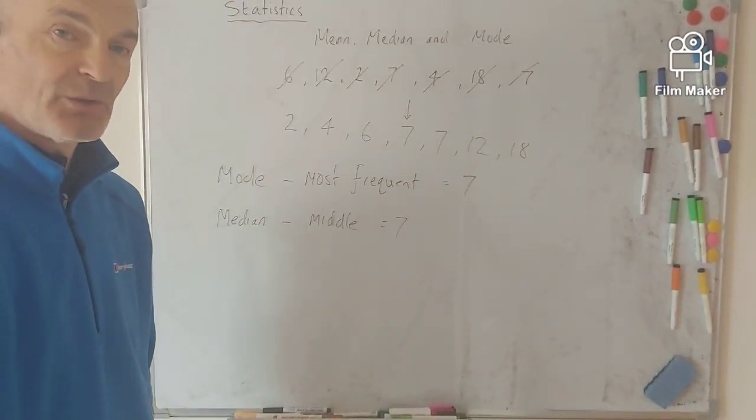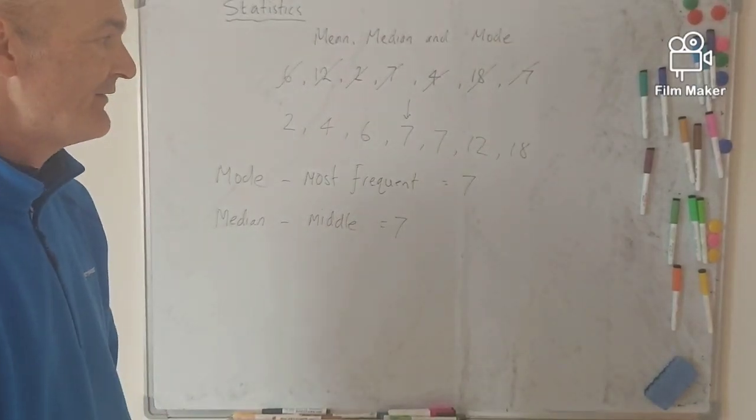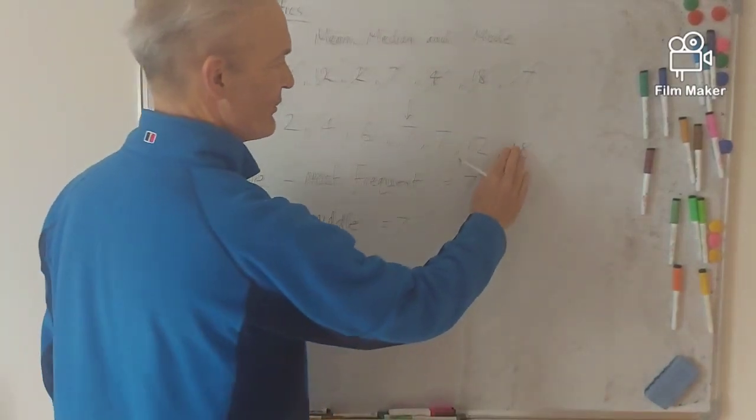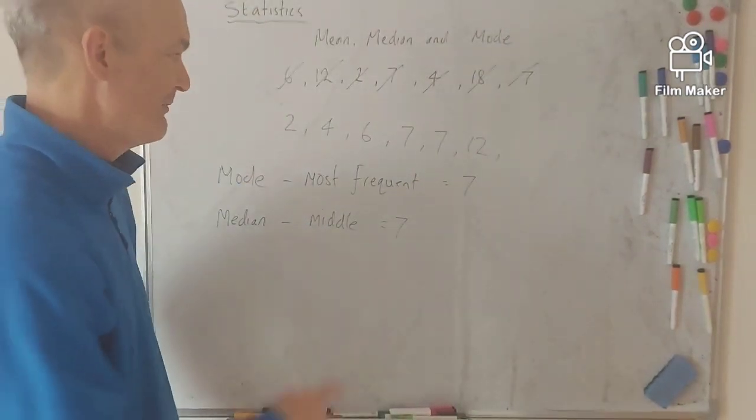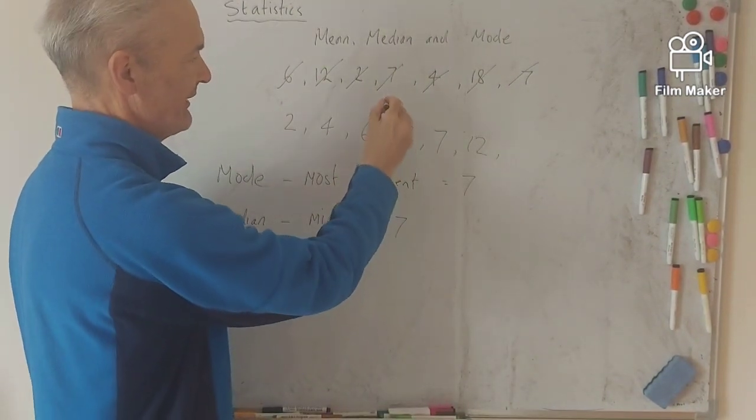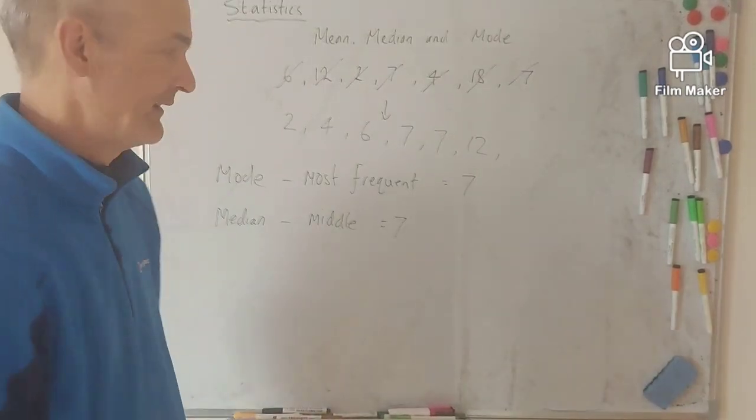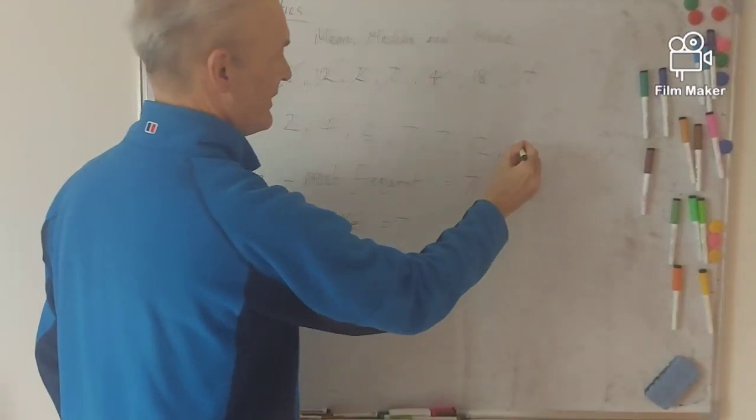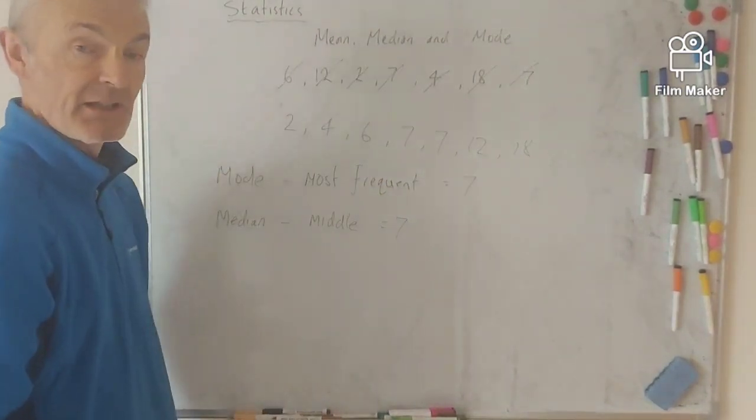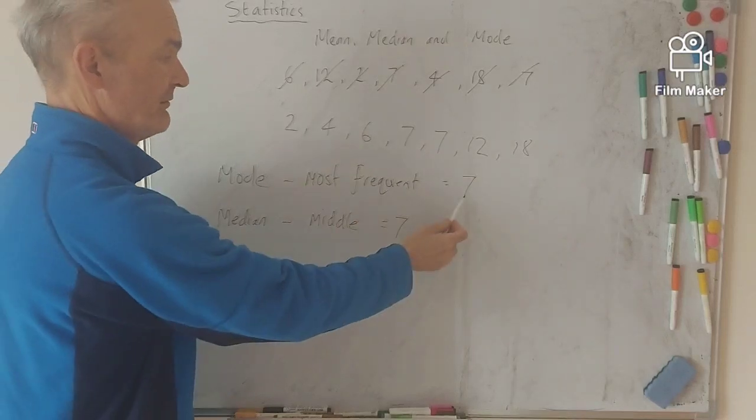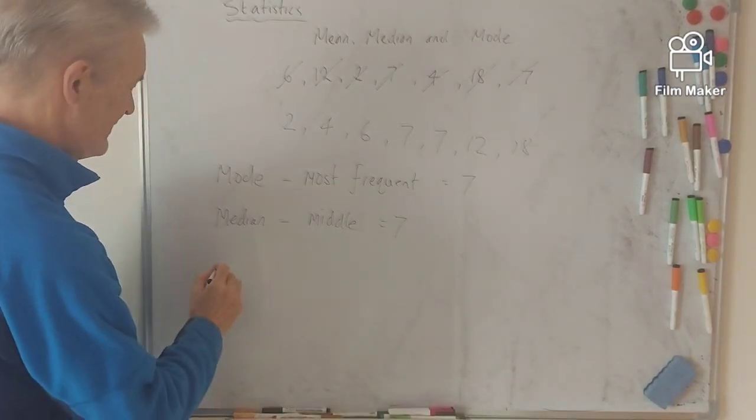So the middle one is always going to be one of the items on there if you've got an odd number. If you had an even number, say for example, I'm just going to cross that 18 out for a second. Then if I did that, I'd have an even number. I'd have 6. So the middle is between 6 and 7. So you would say 6.5 at that point. But in this case, we've got an odd number. The middle item is 7. So the mode is 7. The median is 7.